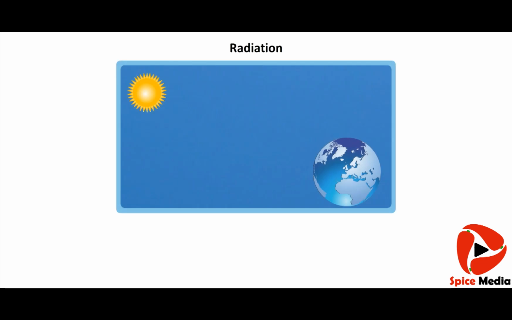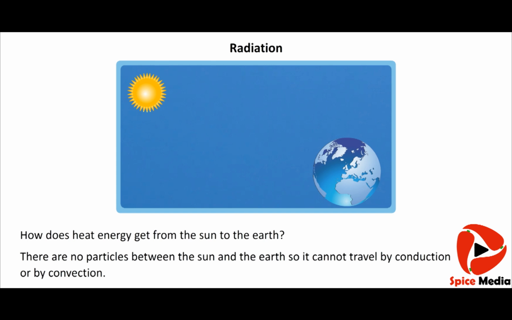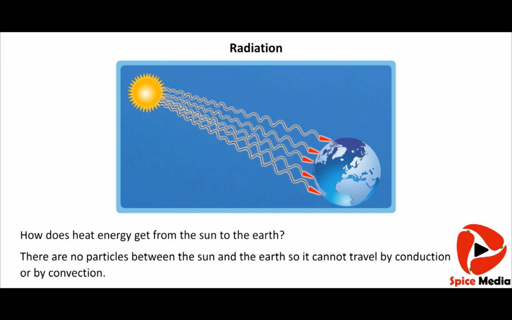Earth receives heat and light from the sun. Do you know how heat gets transferred from sun to the earth? Since there is no material medium such as solids, liquids, and gases between sun and earth, conduction and convection is not possible. So, heat gets transferred from sun to earth without any material medium. The transfer of heat energy without any material medium is radiation.